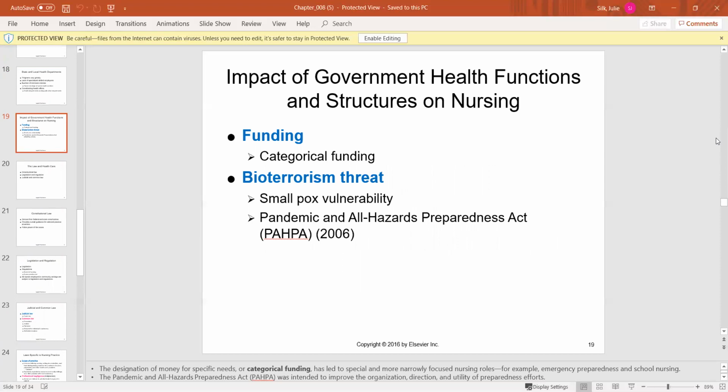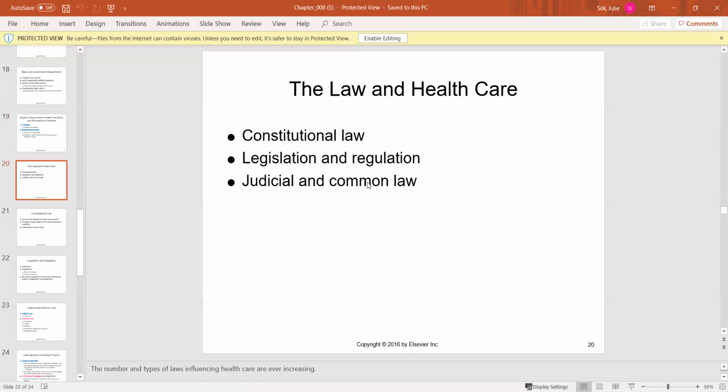Okay, the designation of money for specific needs, or categorical funding, has led to special and more narrowly focused nursing roles. For example, emergency preparedness and school nursing. The Pandemic and All Hazards Preparedness Act was intended to improve the organization, direction, and utility of preparedness efforts. The number of types of laws influencing healthcare are ever increasing, so we'll see more and more of those.